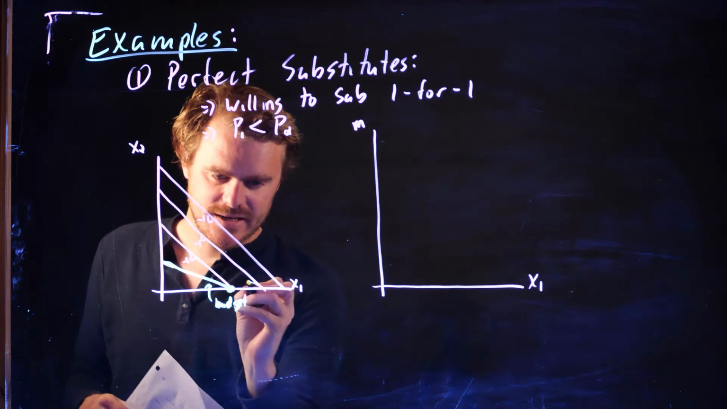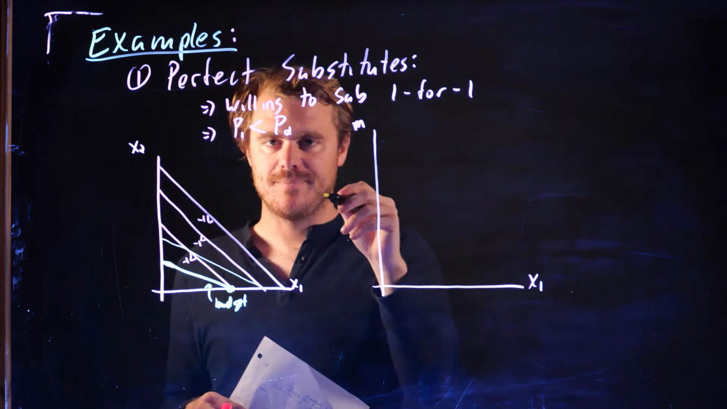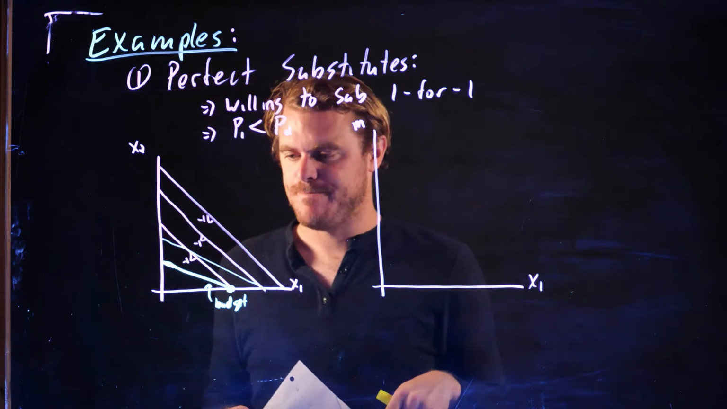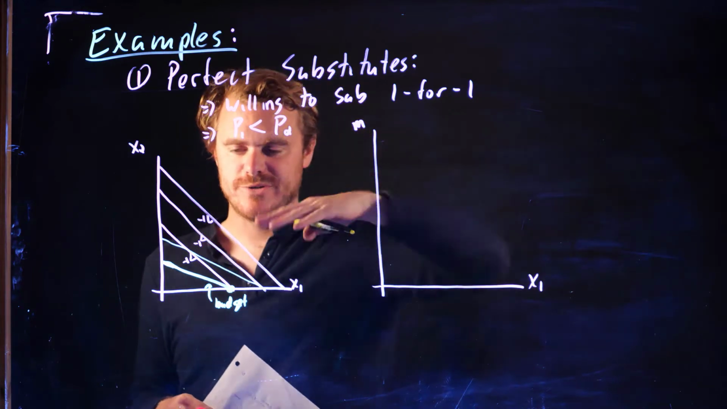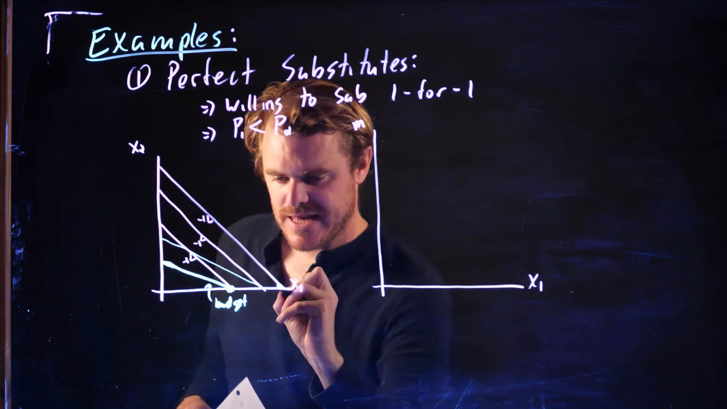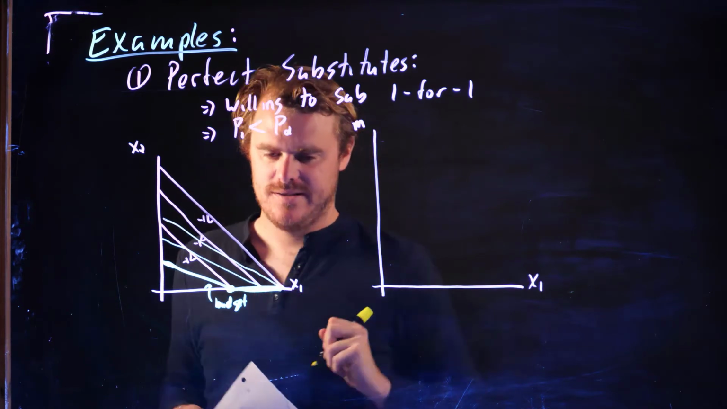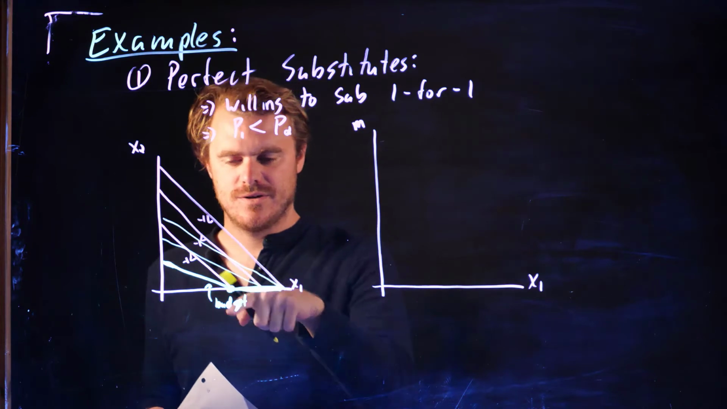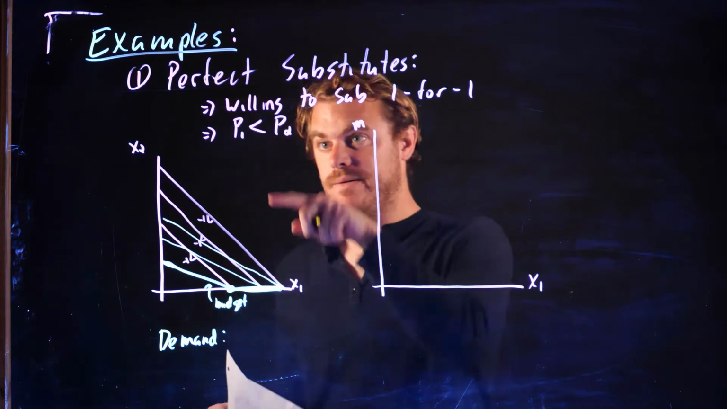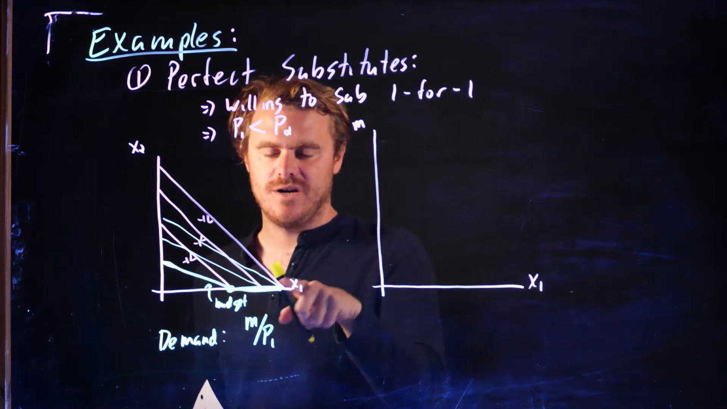Remember, the slope is negative P1 over P2, so the slope will be flatter because P1 is less than P2, which means the slope is less than 1 in absolute value. So the income offer curve is just going along this axis here. And if you remember our demand function for when P1 is less than P2, we'd spend our entire budget on good 1.